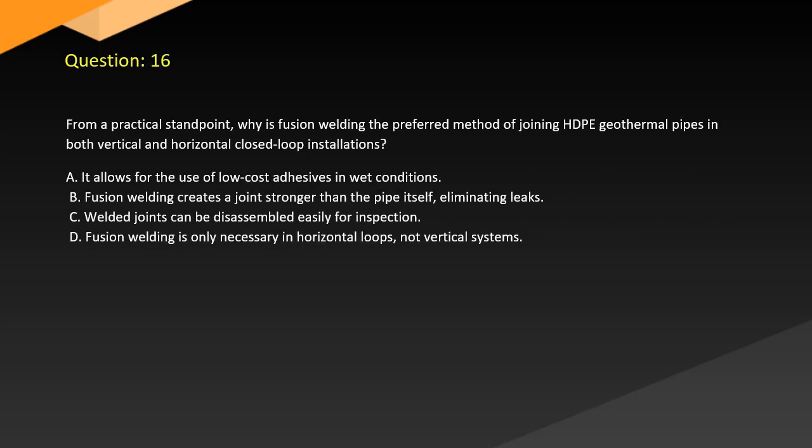Question 16. From a practical standpoint, why is fusion welding the preferred method of joining HDPE geothermal pipes in both vertical and horizontal closed-loop installations? A. It allows for the use of low-cost adhesives in wet conditions. B. Fusion welding creates a joint stronger than the pipe itself, eliminating leaks. C. Welded joints can be disassembled easily for inspection. D. Fusion welding is only necessary in horizontal loops, not vertical systems.